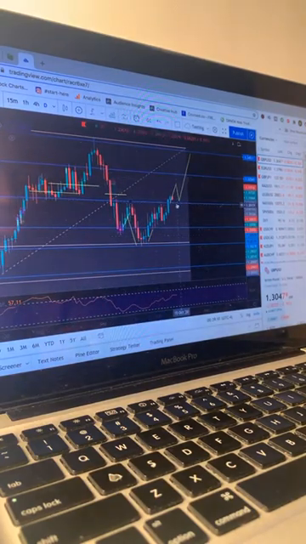It's at this previously respected support line, and there are candles that have closed above it on the daily. So I'm going to be looking for buy opportunities for GBPUSD.